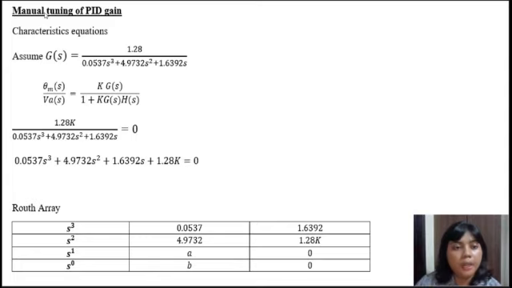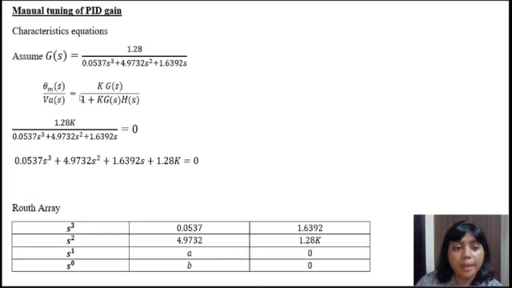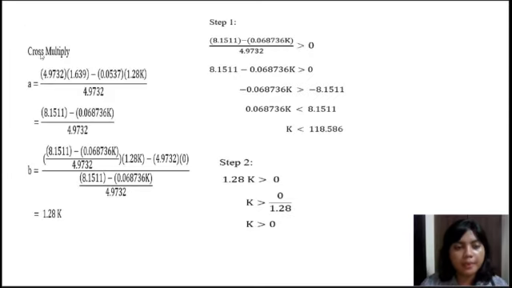Question B, manual tuning of PID gain. Characteristic equation. Assume the transfer function as G(s). By applying this equation, insert it into the transfer function and we will get this equation. By applying the Routh array, insert these values into the table and find the values of A and B. Cross multiply: A equals this equation, B equals 1.28K.